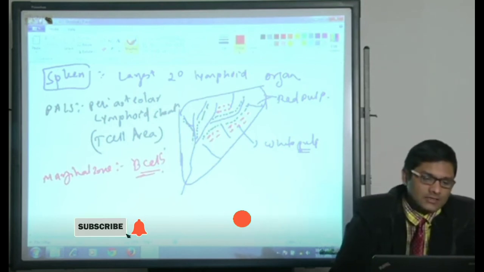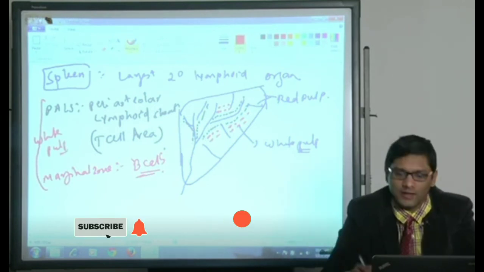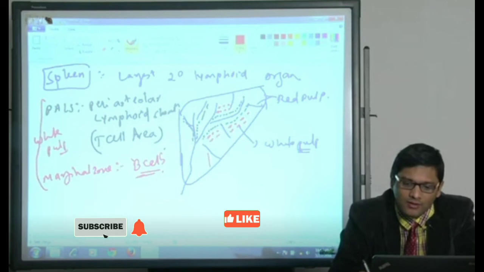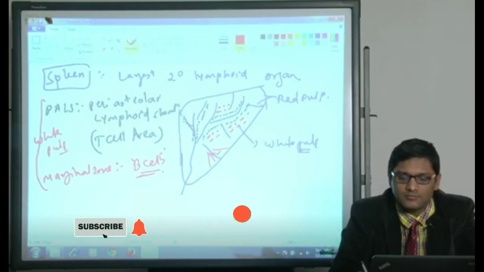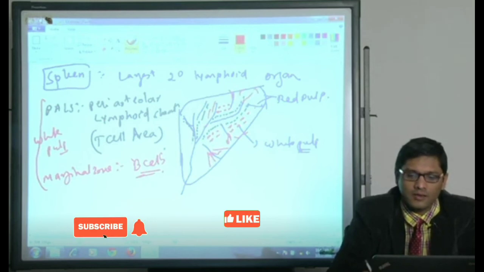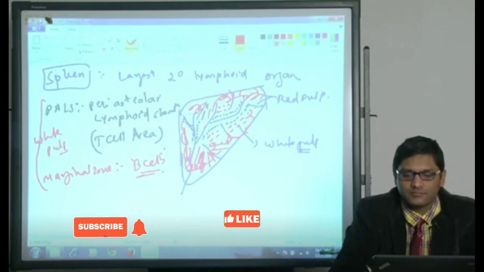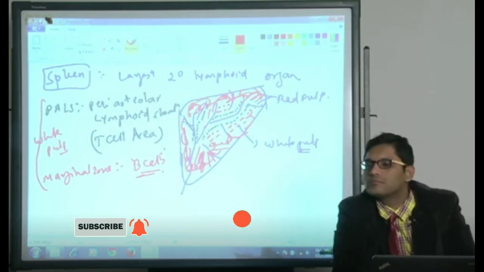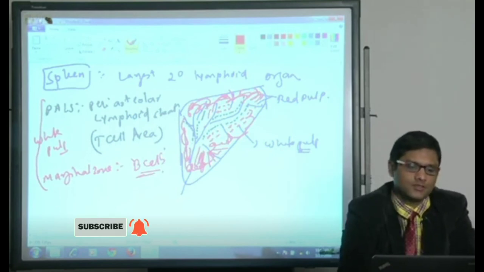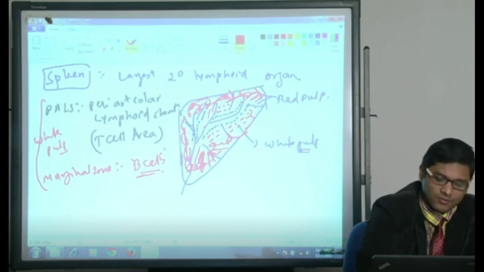So both these areas are under white pulp. The remaining part of the spleen is filled with what? Blood. The remaining part of the spleen is filled with blood. That is the red pulp area. Okay, so this is all about the T cell and B cell area of spleen and lymph node.